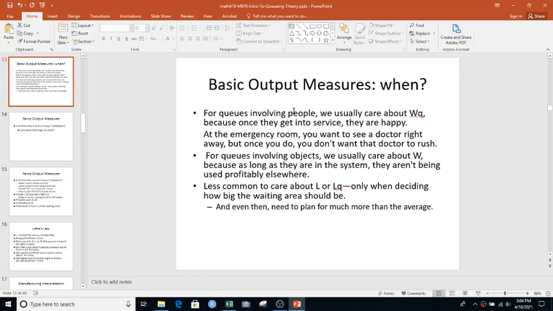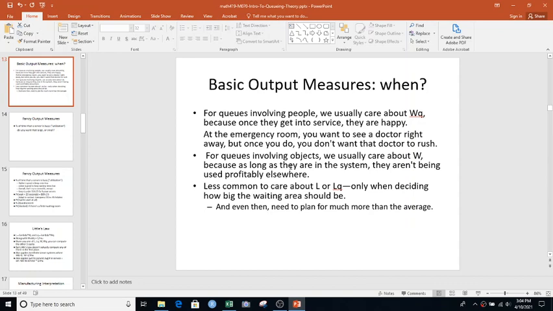is for queues involving people, people get frustrated when they're in the queue, but not so much when they're in service, right? At the emergency room, you want to get to see a doctor right away, but once you're seeing the doctor, you don't want to get rushed out of the room. So you care more about WQ than W as a person.